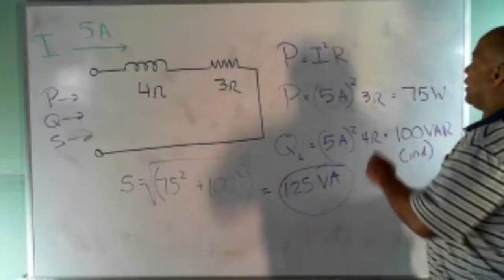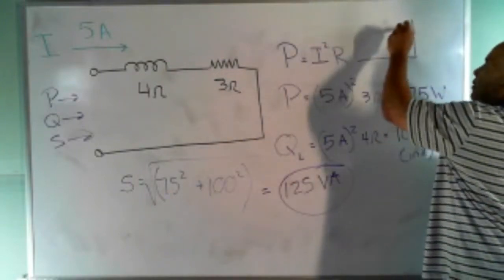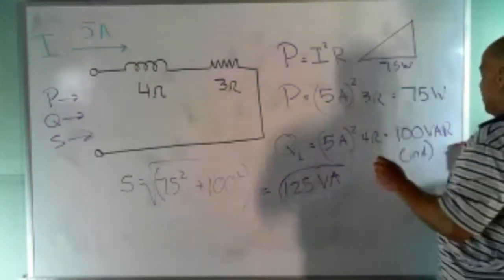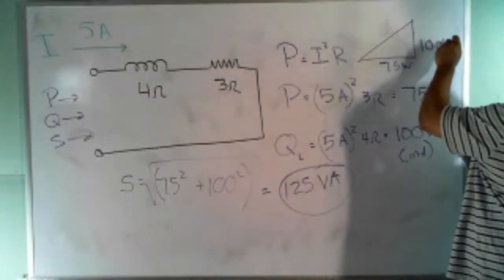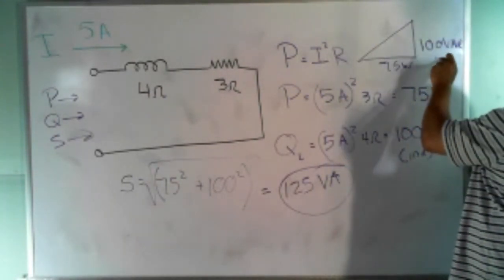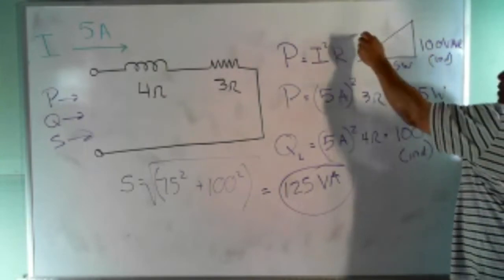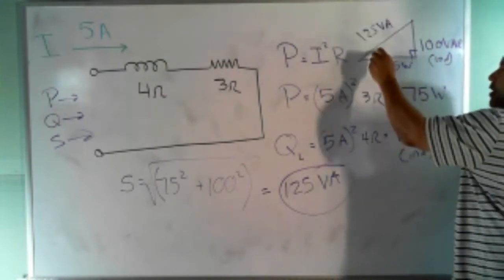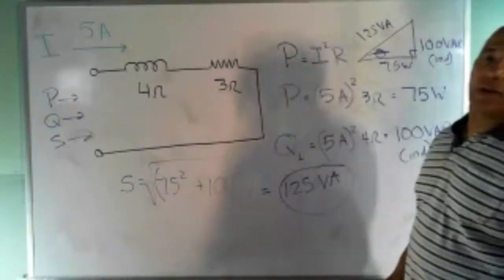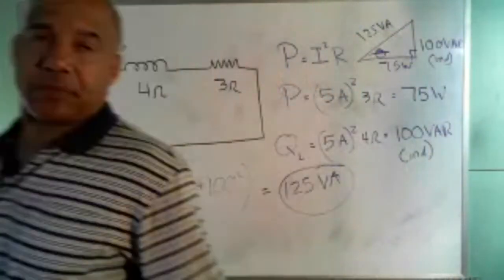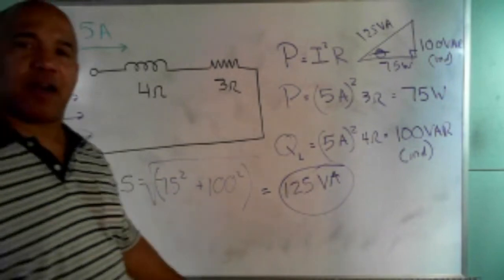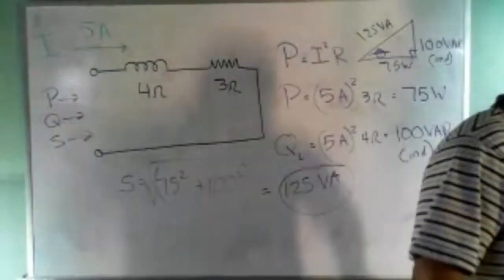All right, so if you wanted to, you can show your power triangle there and ask for it. We got 75, we got 100, we got 125. And this right here, that angle right there, is related to the power factor. So there you go. Again, that wasn't bad at all, was it? Once you see what you're doing.